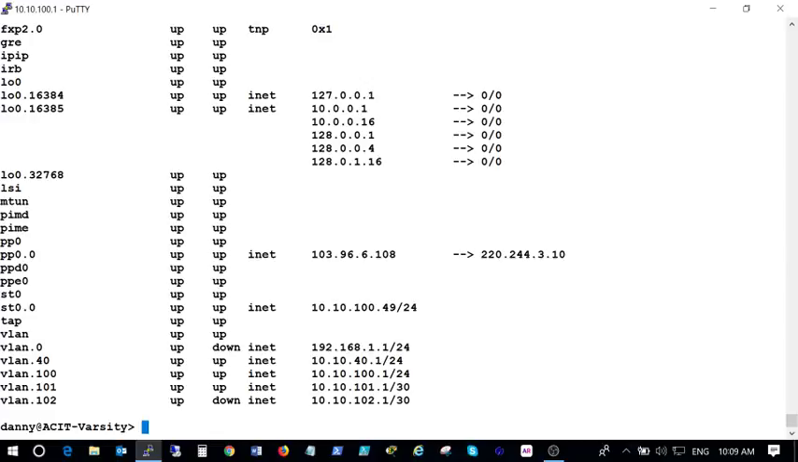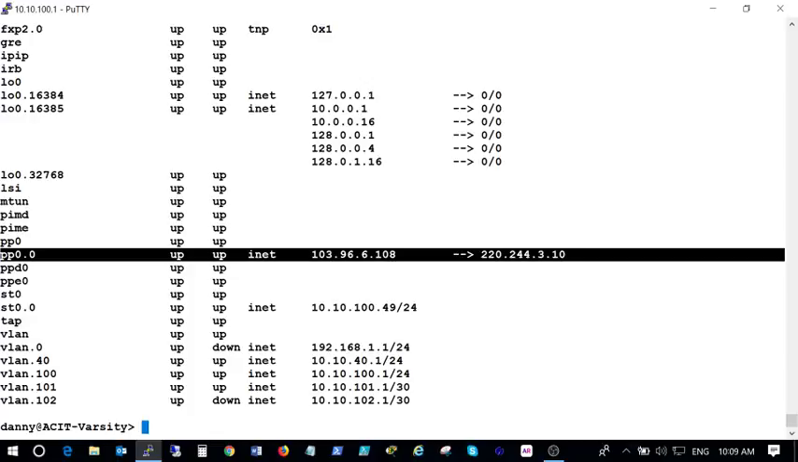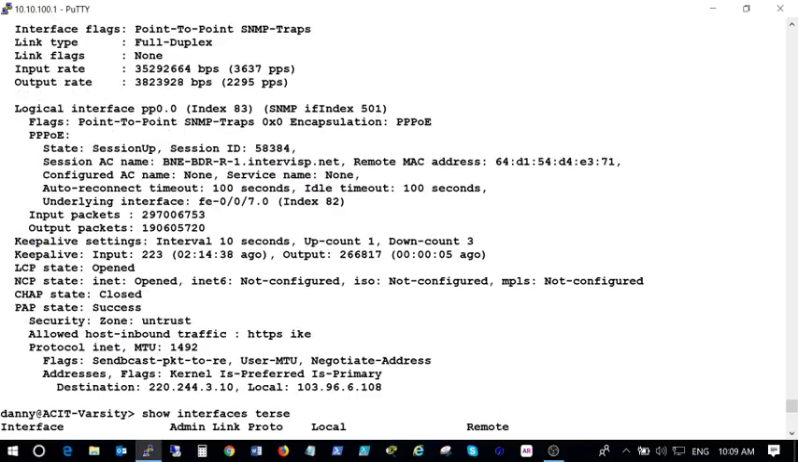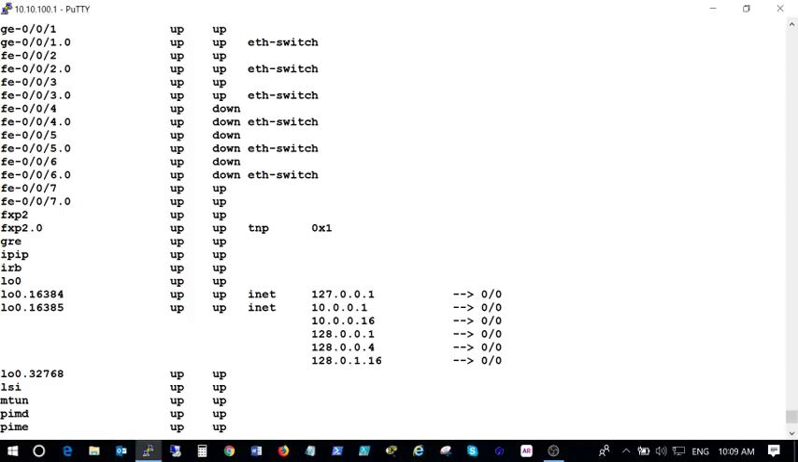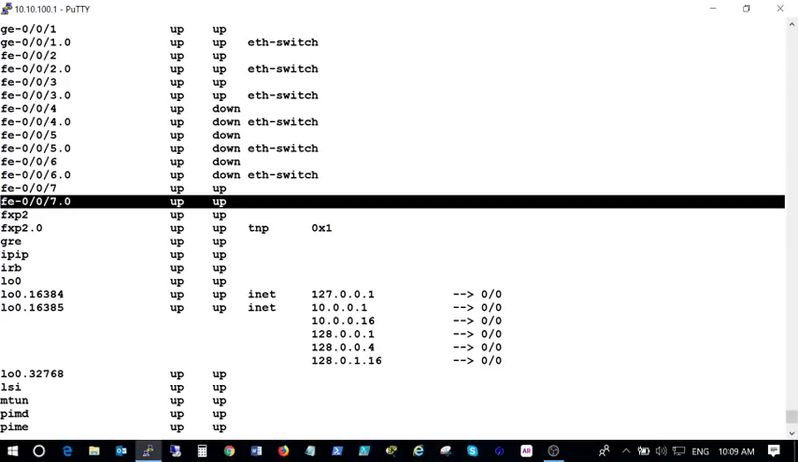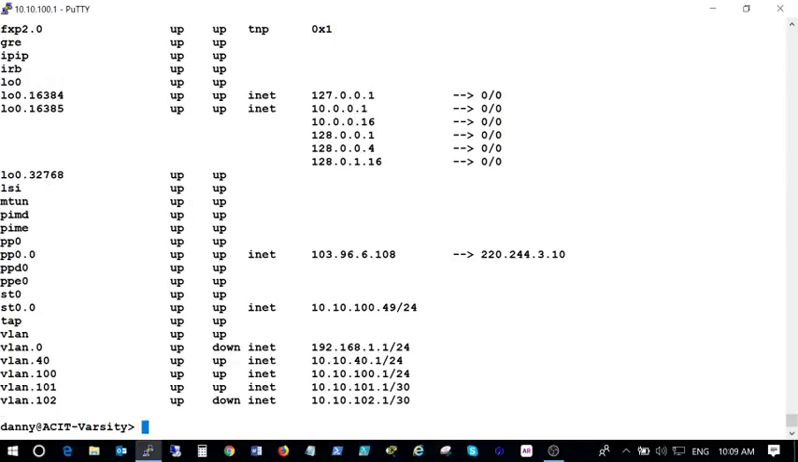Okay, so the underlying interface is 7. So this is our logical interface. We still need a physical interface to send the traffic out of. And when we go and we see that the underlying interface is FE007, that tells us that this is the interface out of which the traffic is actually going physically. All right, let's take a look at that interface. So we'll do a show interface FE, and we'll do 7.